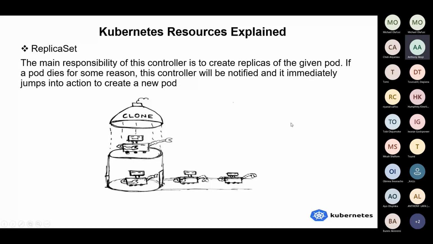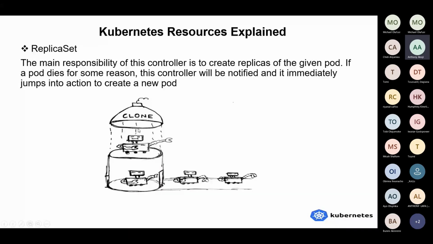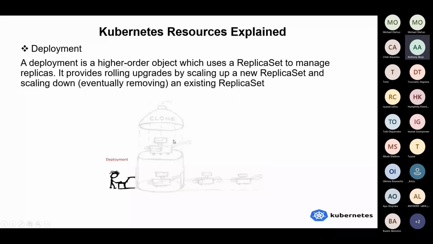The next we have is deployment. Deployment is a higher order object which uses replica sets to manage replicas. The best practice for using a Kubernetes environment is to deploy your applications as a deployment. A deployment also gets the replica set. As you can see from this image here, when you are deploying your application, you have to deploy them as a deployment. Deployment just takes everything you have as a replica set and pushes it to the production environment.